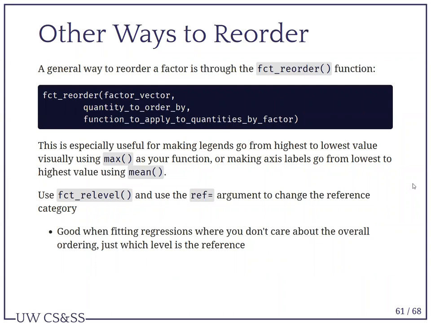You can also use the fct_relevel function and use the ref argument to change just the reference category right quick. So let's say you're running an analysis on states, and you want to switch it from California to New York. The fct_relevel function makes it really easy to switch those.